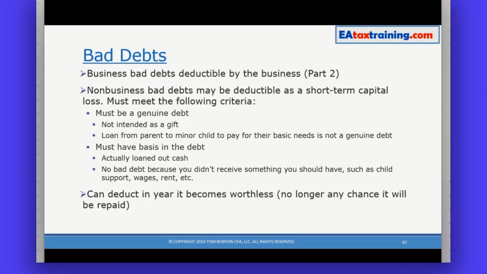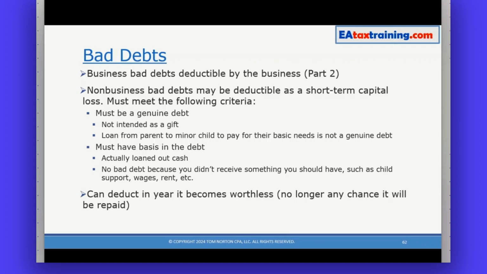Bad debts. If you have a business bad debt, then that is going to be deductible by the business. We'll cover that in part 2. But for part 1, we're talking about non-business bad debts. These might be deductible as a short-term capital loss if they meet the following criteria. First of all, it has to be a genuine debt, not intended as a gift, and a loan from a parent to a minor child to pay for their basic needs is not a genuine debt. So obviously at some point somebody had that bright idea. They're just going to consider everything they paid for their children growing up as a loan, and then they're going to write that loan off. No, you can't do that.